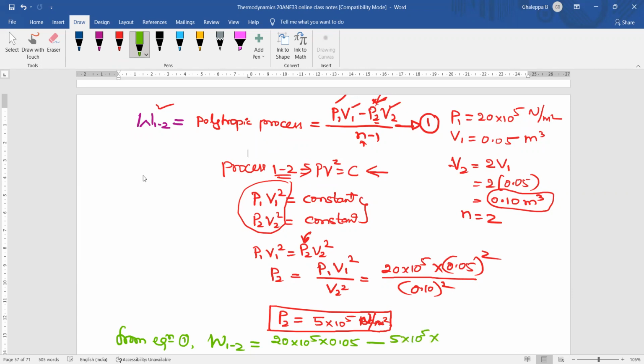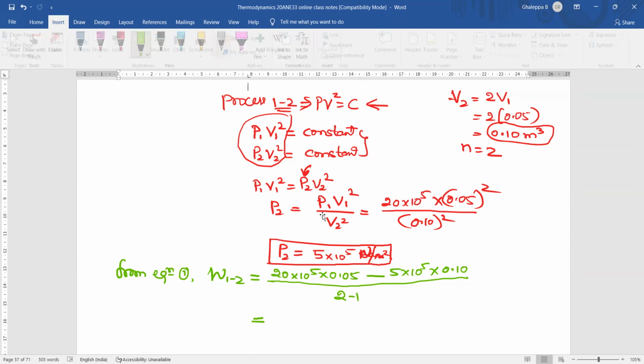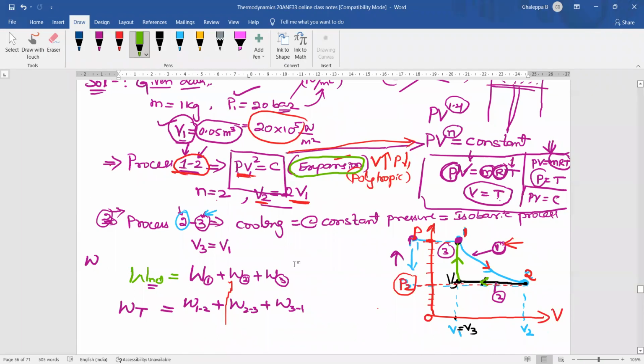Will you get positive or negative? On what basis will you decide whether positive or negative? Compression and expansion. For compression, the value of work done will be negative. For expansion, the value of work done will be positive because the volume increases. Because the first process is expansion, the work done should be positive. If you get a negative value due to some calculator mistake, assume that you have done something wrong.